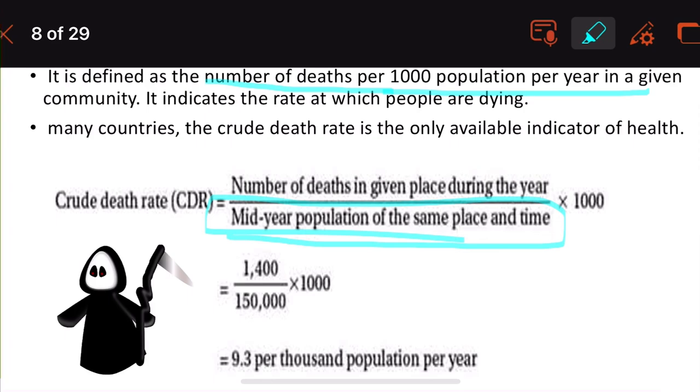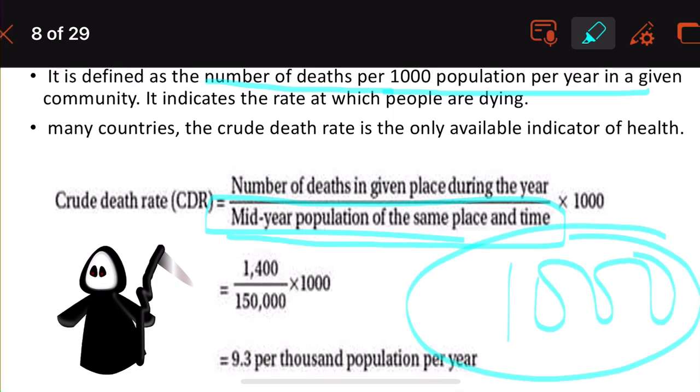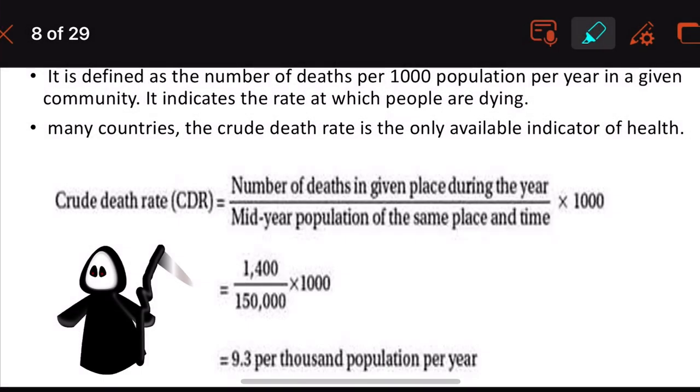Here, what do you mean by crude? In general, they are not specifying whether it is an infant death or a maternal death, or an age or gender. It is just the total number of deaths per 1,000 population. How much population is considered here? Per 1,000 population in a given community. It indicates the rate at which people are dying. In many countries, the crude death rate is the only available indicator of health.